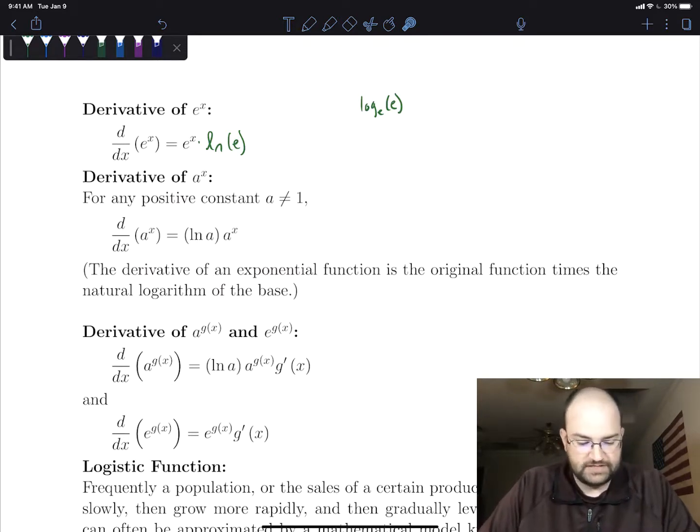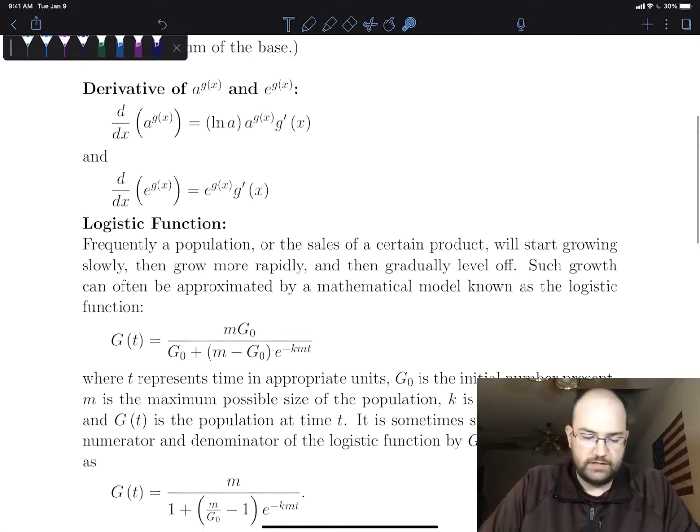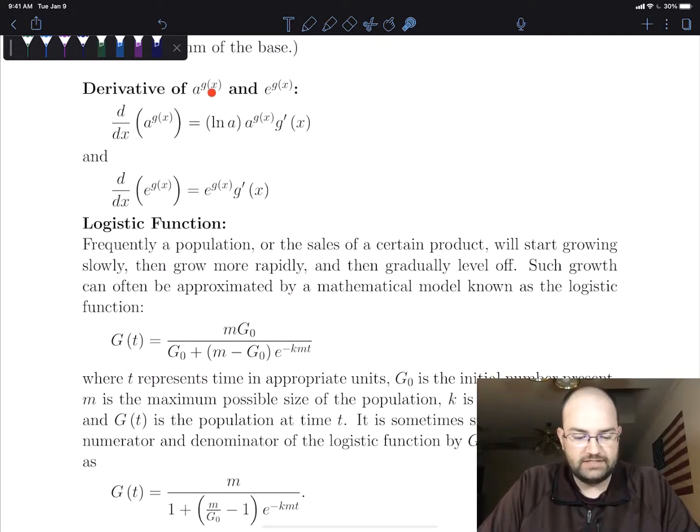Okay. So basically, here's what it says. The derivative of an exponential function is the original function times the natural logarithm of the base. Awesome. Now, here's the thing. What if we have a to the g of x and e to the g of x? Well, first of all, let's look at e to the g of x. d by dx of e to the g of x, in other words, exponential to some function of x instead of just x itself, is again that same e to the g of x times the derivative of the exponent.